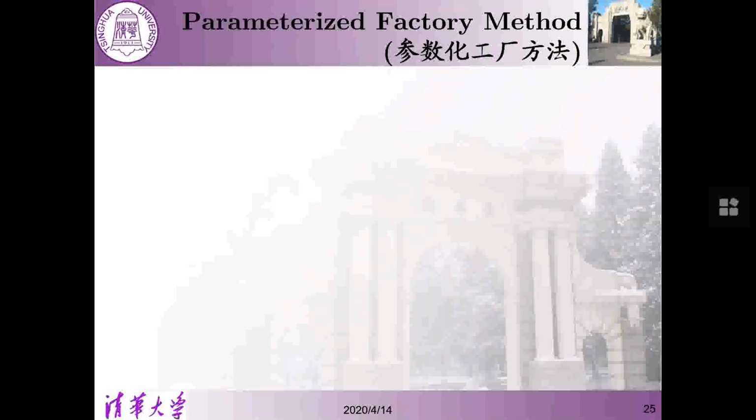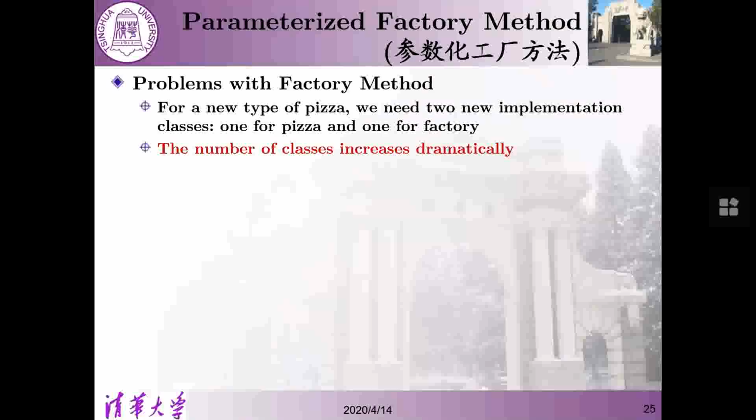Next is a parameterized factory method. Some students asked, why simple factory? Why should we use simple factory? That is because for this factory method, if we want to add a new type of pizza, we have to add 2 new classes. One is for the product, and another is for the factory. So if we want to add 30 new products, we have to write 60 classes. So the number of classes increases dramatically.